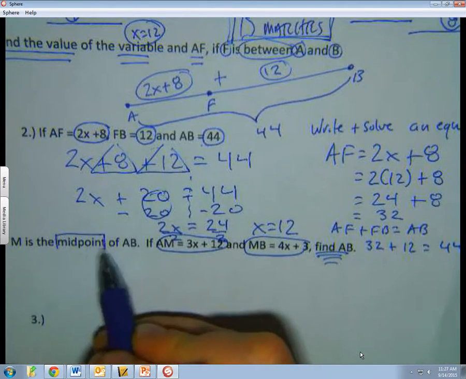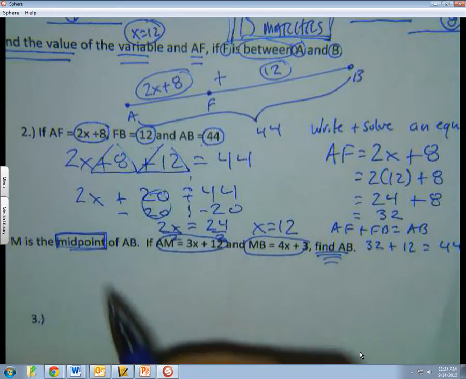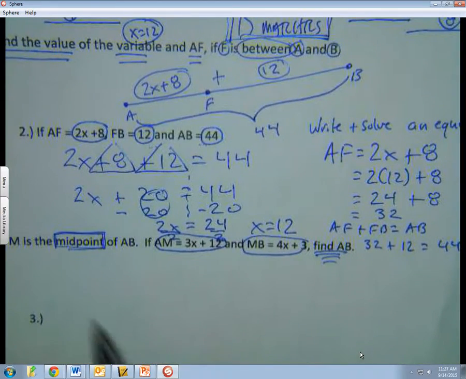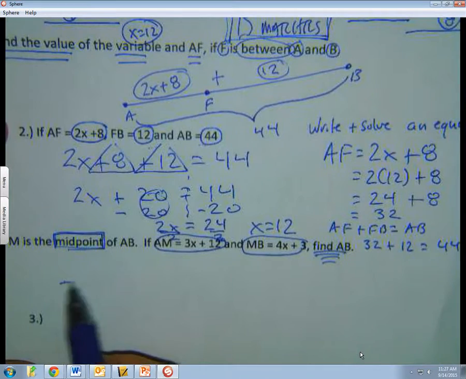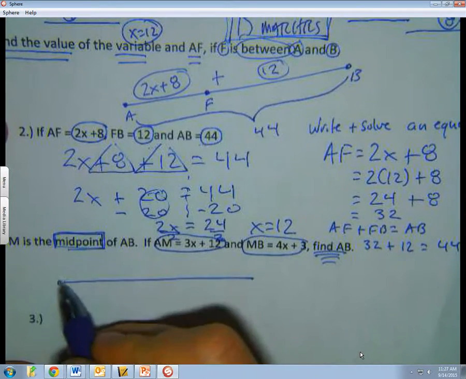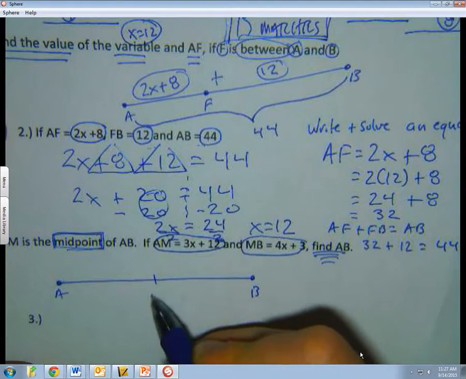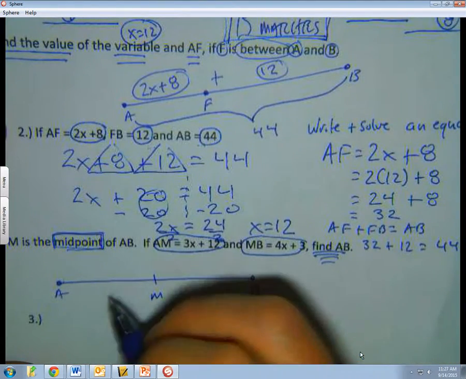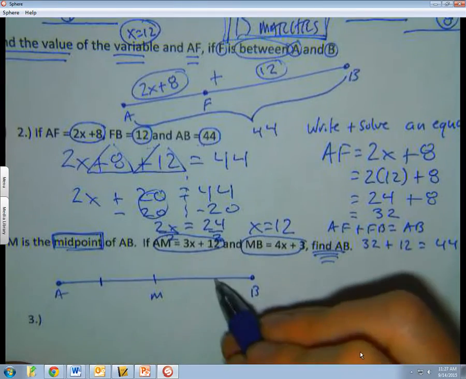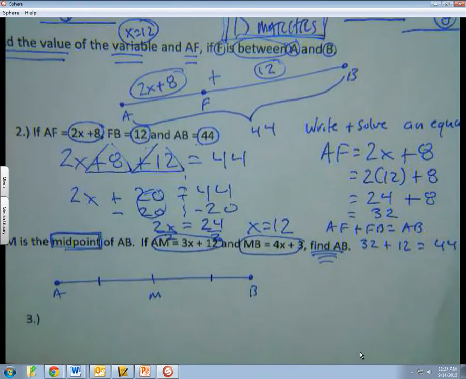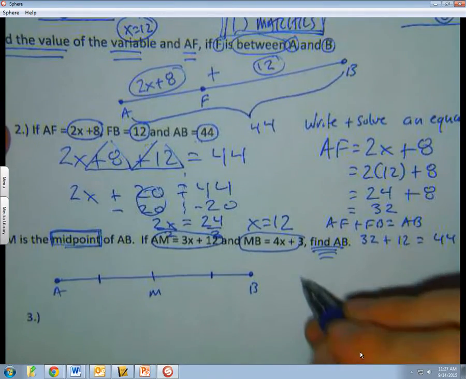So I'm going to draw a picture. I got AB. And I've got M. And it says M is the midpoint. So that means that this piece is the same as that piece. Right? AM is congruent to MB. That's the definition of midpoint.